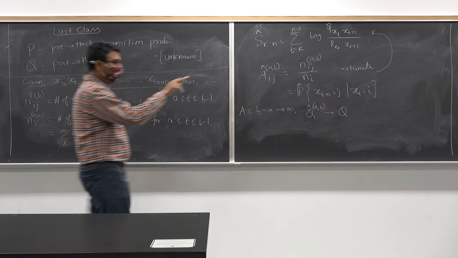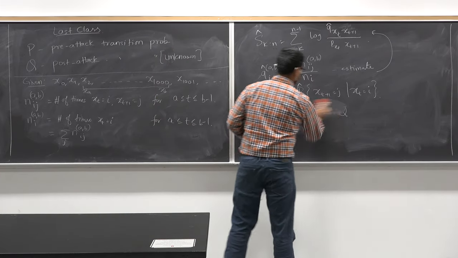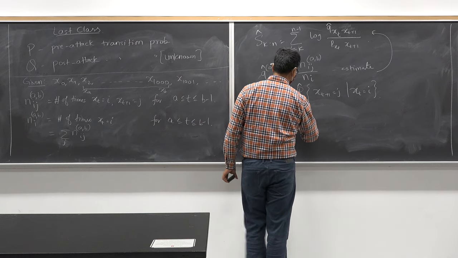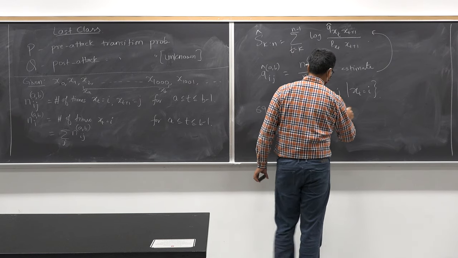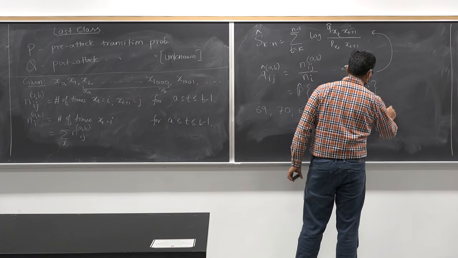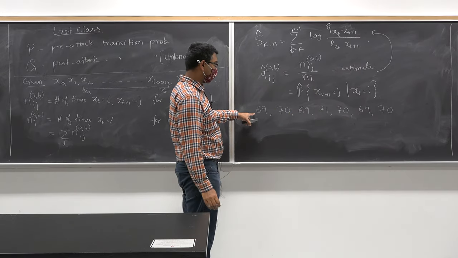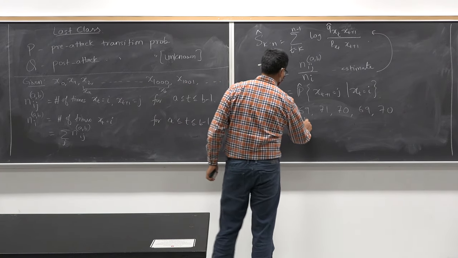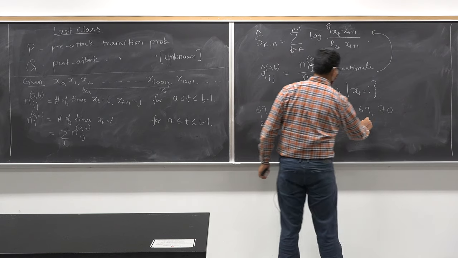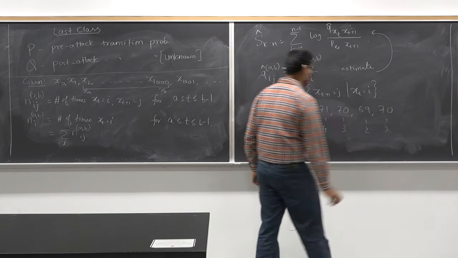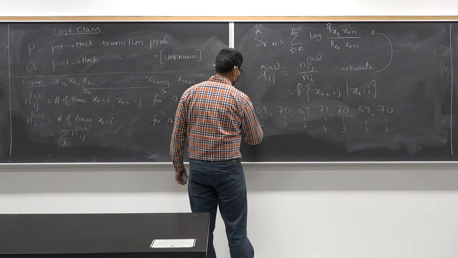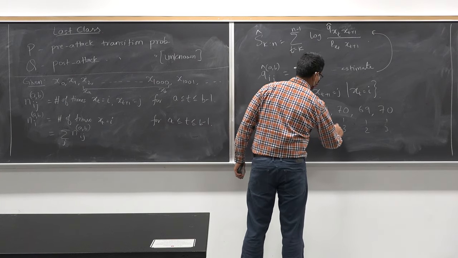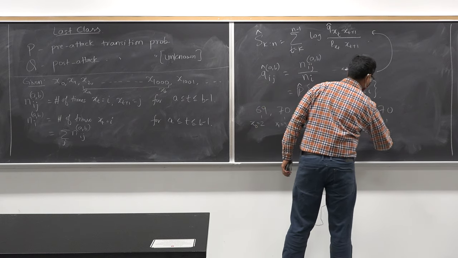Right. So I look at the temperature every hour. This is the temperature that turns out to be 69, 70, 69, 71, 70, 69, 70. So this is the actual temperature that I'm measuring. Now I have to map it to the state. So this is state 2, this is state 3, 2, 4, 3, 2, 3. This is my x0, x1, x2, x3, x4, x5, x6.